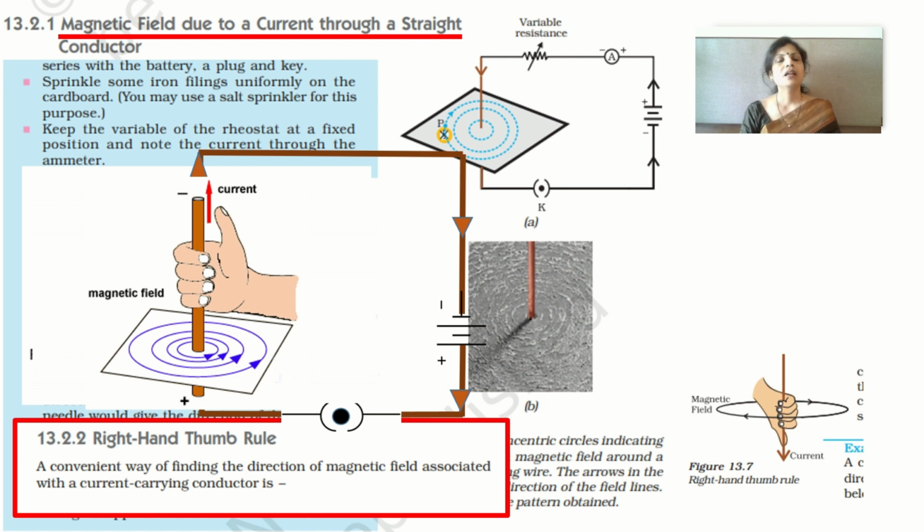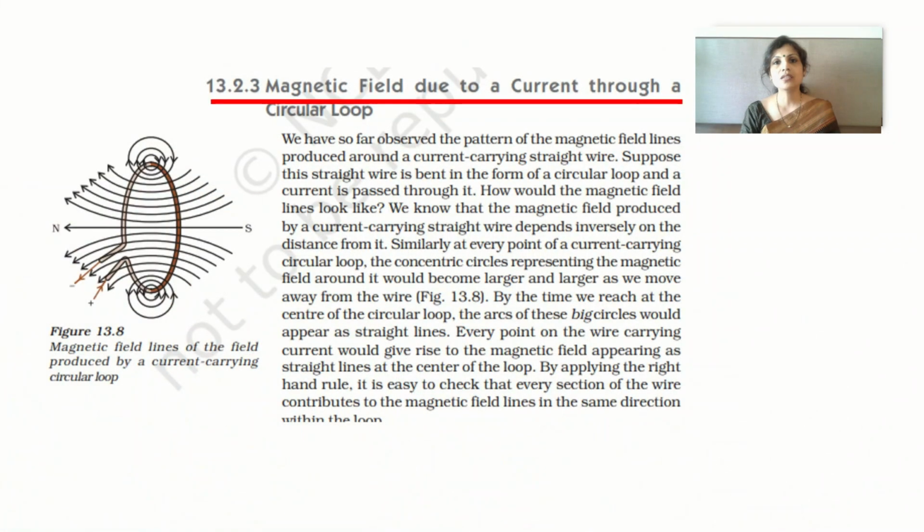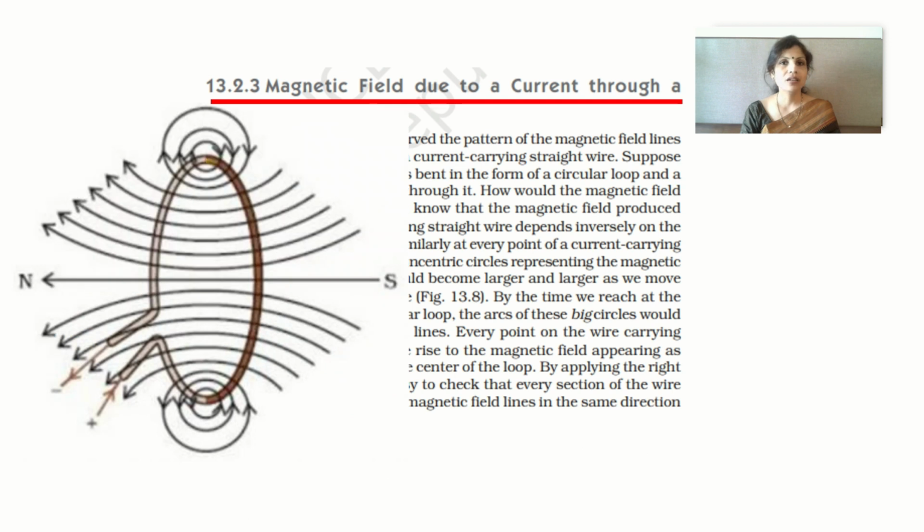Then we discussed about magnetic field due to a current through a circular loop. So if the conductor is not a straight conductor but it is in the form of a circular loop. So consider this as a circular loop. We have taken a little oval loop here, and here we understood that at every point, though I have taken only 2 points, we will observe that at every point on the circular loop, we will find the magnetic field in the form of concentric circles.